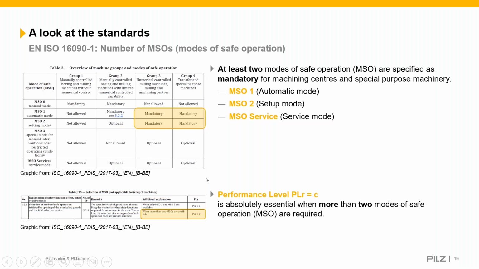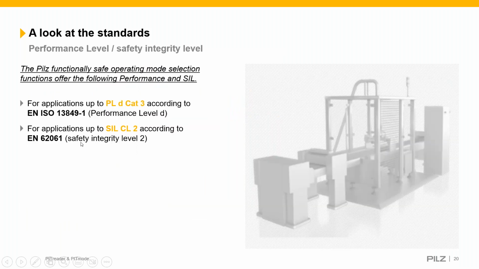It also states that the performance level required is absolutely essential when more than 2 modes of safe operation are required. That should be a minimum of C. So the Pilz functionally safe operating mode selection functions offer the following performance and SIL levels. For applications up to PL d Cat 3 in accordance with ISO 13849, and for applications up to SIL 2 according to EN 62061, so that's performance level 2.